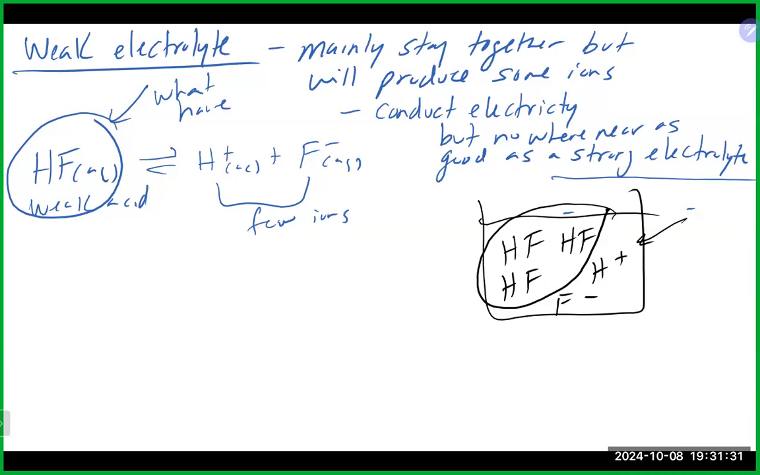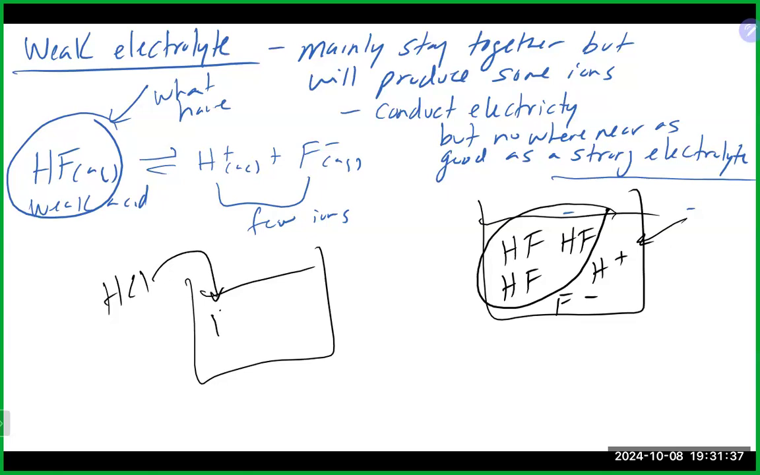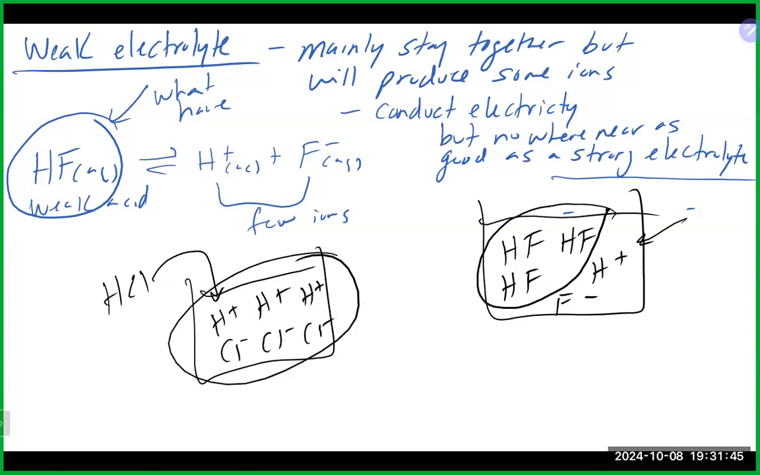But again, nowhere near in comparison, for example, to our HCl, which is a strong acid. It is just going to be 100% ions floating around. So there's going to be a lot more ions floating around in that strong acid solution than in that weak acid solution. Any questions on that there?